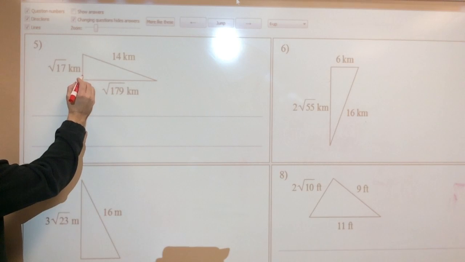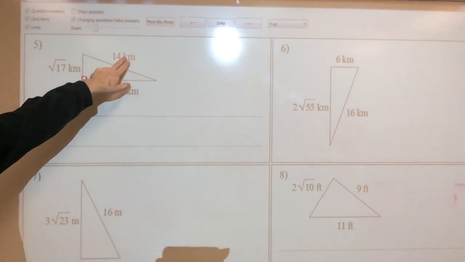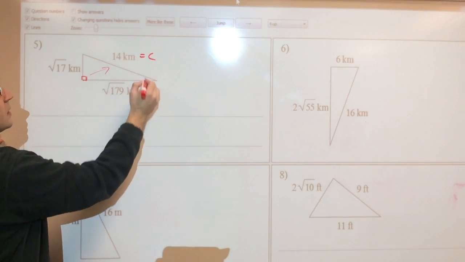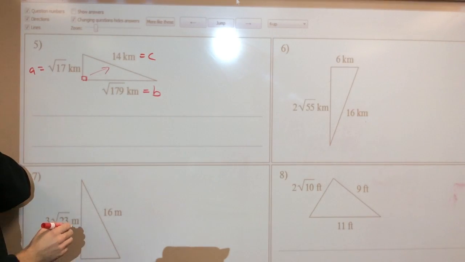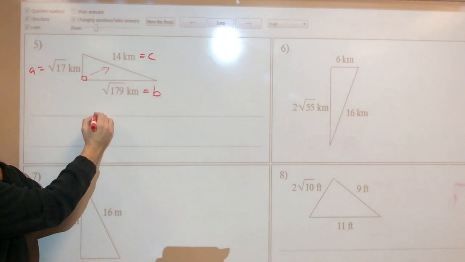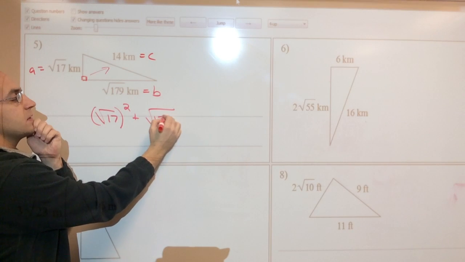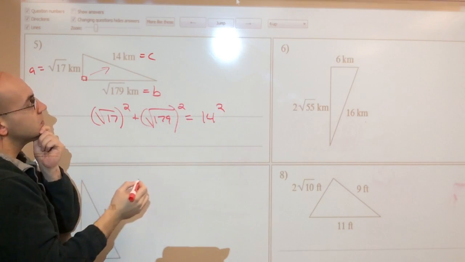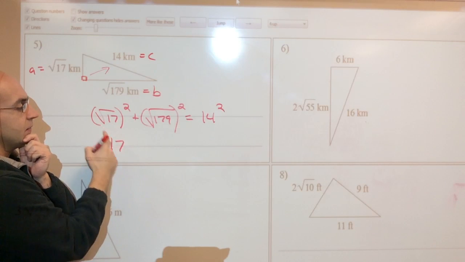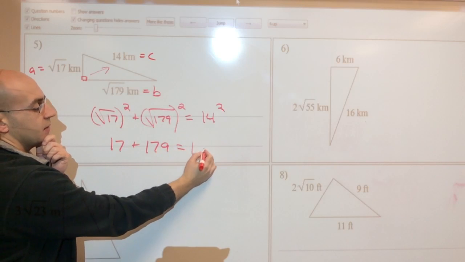If there was a box, it would be there. Keep in mind, it's going to be a square. So C is going to have to be opposite of that. So this is C. Let's make this A and this B. Okay. So I'm going to plug them all in and see if it works. See if it is a right triangle. So the square root of 17 squared plus the square root of 179 squared equals 14 squared. Okay. So this is just 17 because they cancel. This is just 179 because they cancel. And this is going to be 196.